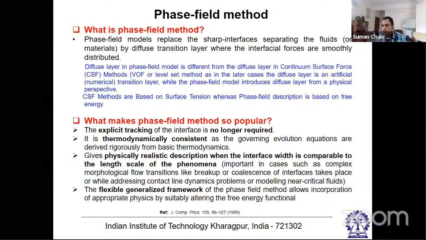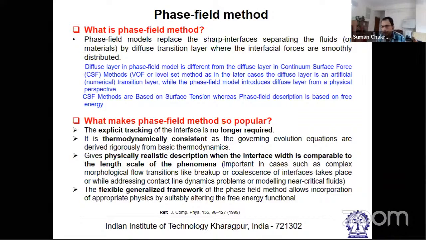The volume of fluid method and level set method, which I'm sure most of you have heard about, are available with the CFD codes, commercial or open source. These are broadly classified as continuum surface force methods, because what they do essentially is use a mathematical function to find where the interface is and assign a surface tension force as a body force at those control volumes.